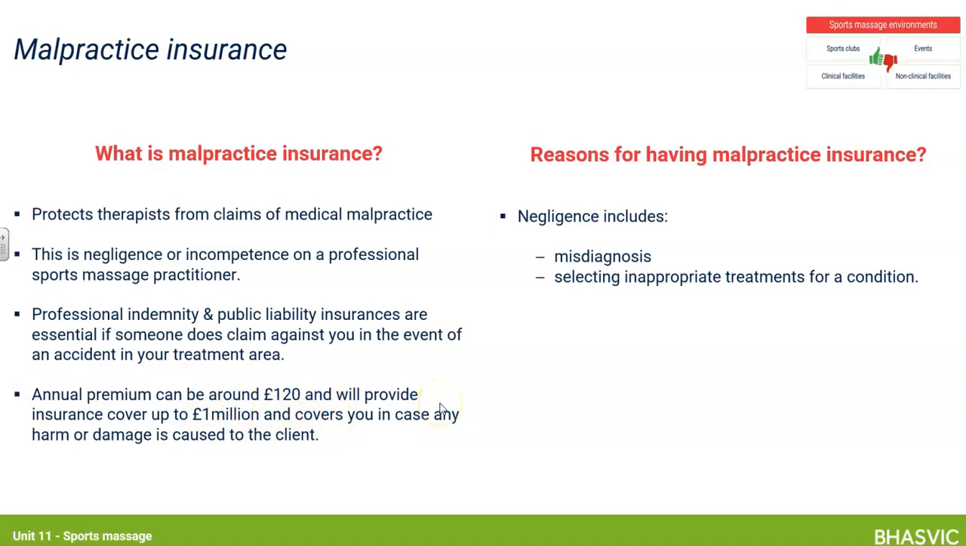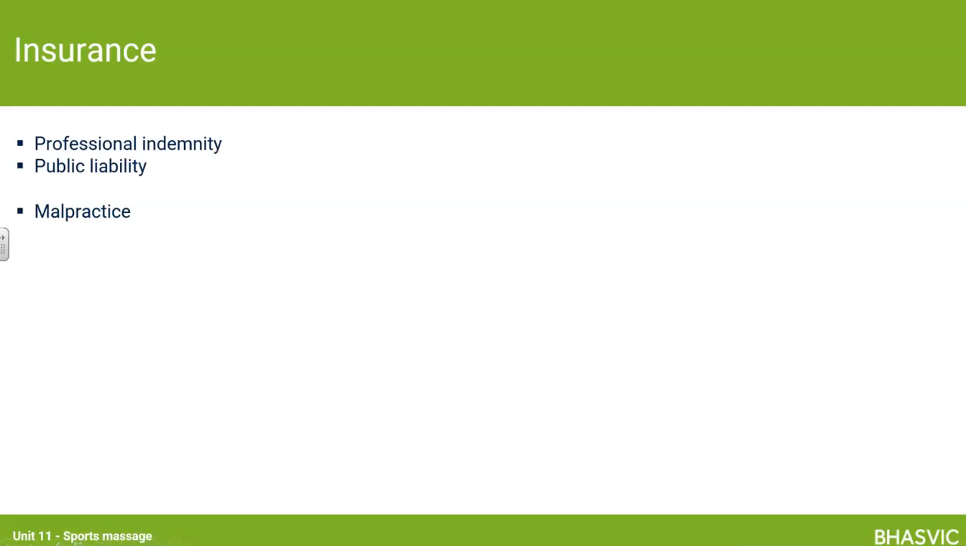Should you accidentally misdiagnose or mistreat somebody, as in treat them in a way that actually causes them harm, it could be quite a large sum of money. So it's important that you do take it out, even though premiums can be reasonably high. It is such an important thing to protect you in your workplace. So there we have it, professional indemnity, public liability, and understanding what malpractice is, doing something that's wrong or inappropriate or causes somebody else harm.